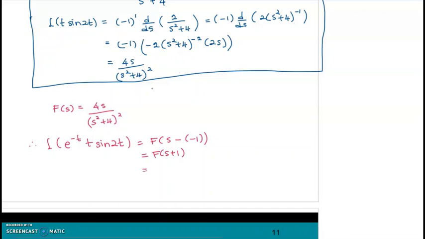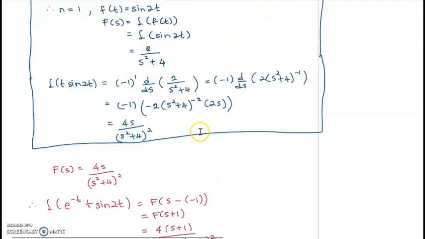Since we know that F(s) is 4s over (s squared plus 4) squared, then F(s plus 1) is basically we just substitute s with s plus 1. So write carefully. We have 4 times (s plus 1) over ((s plus 1) squared plus 4), and outside we have power of 2. So this is the final answer. Be careful with the brackets and also the power.